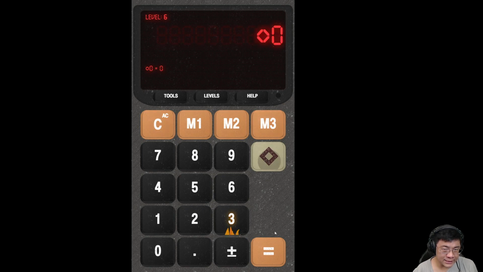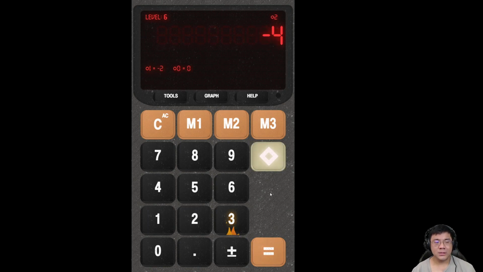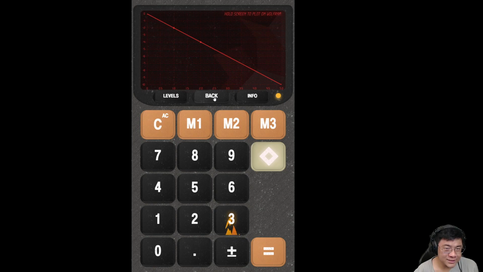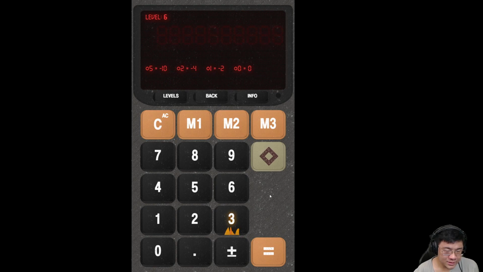Alright, so wait. Did I do 0? I did 0, and it was 0. 1. -2. -4. Let's try 5. -10. So far, it just seems like -2 times whatever you have. Yeah. Here's the graph. Yeah, so it's just -3, or wait, it's times 5, right? So what's 666 divided by 5? Or no, it's times 2. So yeah, it's just -333, right?